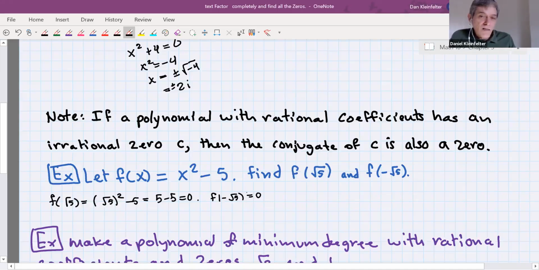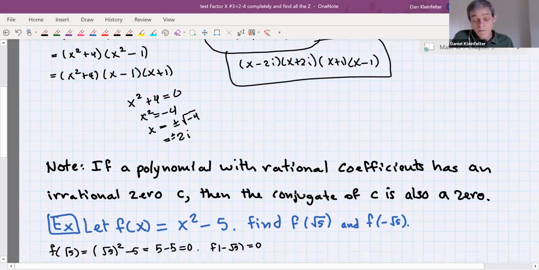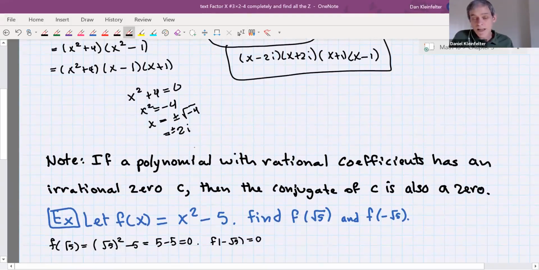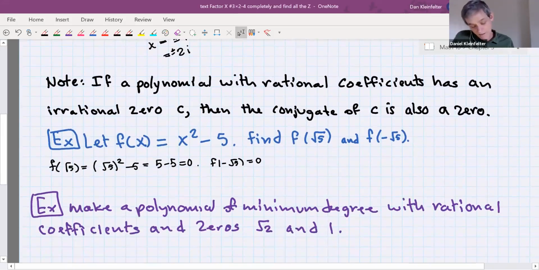Because if I know that the square root of 5 is a 0 of f, then its conjugate has to also be a 0. We saw that happening in our prior example as well. The two complex solutions we had, 2i and minus 2i, those two complex conjugates were both solutions. And the same thing happens with irrational zeros. If you have one irrational zero, then the other one, its conjugate, will also be a 0. Okay, we'll have another example of that right now.